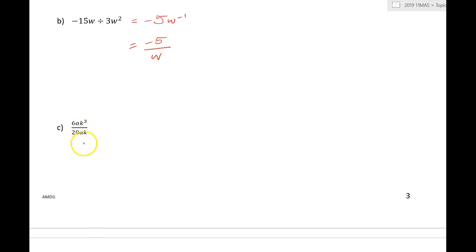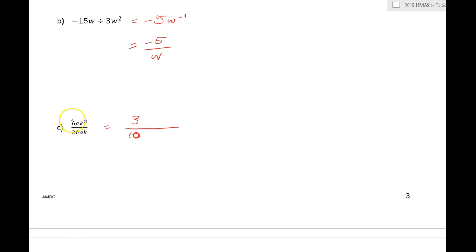And finally here, 6 over 20. I think we're probably going to leave our answer here as a fraction because 6 is not neatly divided by 20. Now, they do have a common factor, however, of 2, so I'm just going to start here. Divide the 6 and the 20 both by 2, and I get 3 over 10. That's not a 16, that's 10. 3 over 10. Now, I've got an a up the top, a down the bottom. They cancel each other out, right? And they sort of become 1 over 1, which I can just leave.